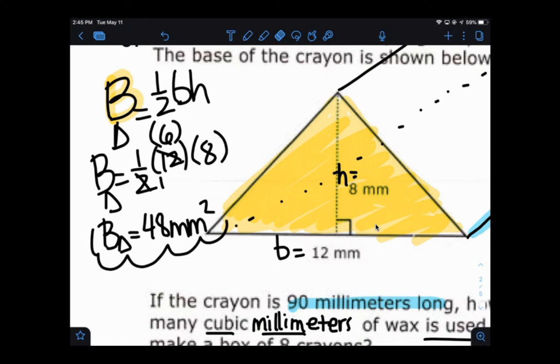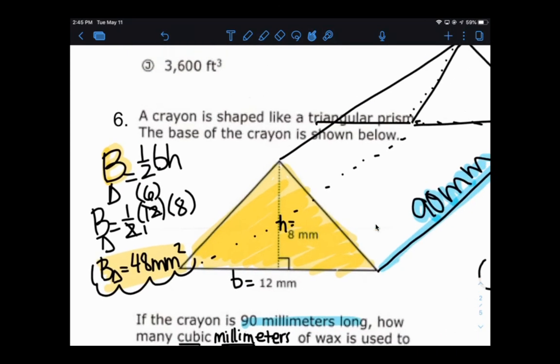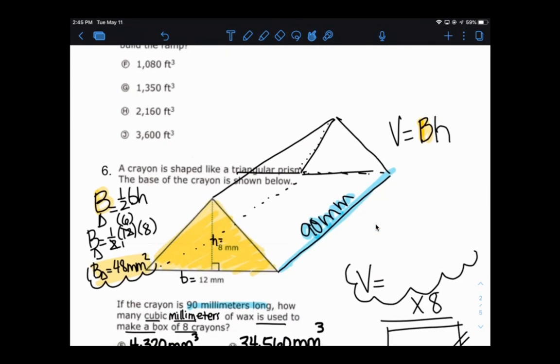That's not our final answer. That's just the area of the base. So we have the big B, and we have the H, which is the height of the prism. So we can substitute here in this formula. We go volume equals area of the base is 48, and the height of this prism, which is the length of the crayon, is 90. So you work this out, and you get the volume.